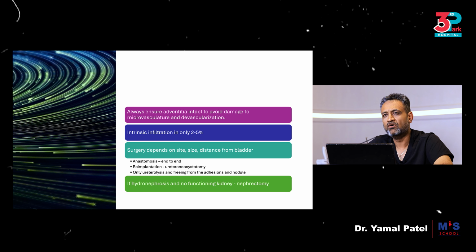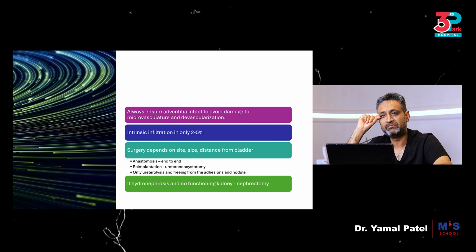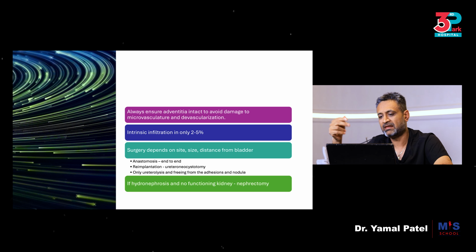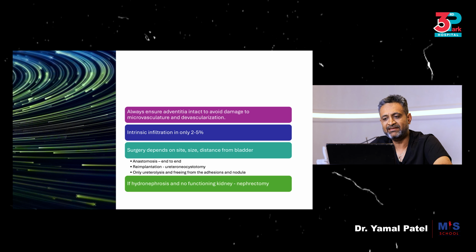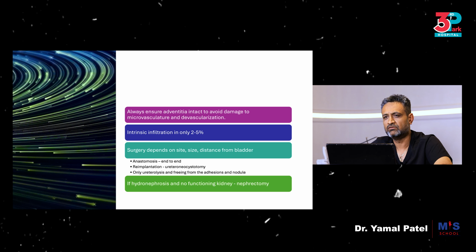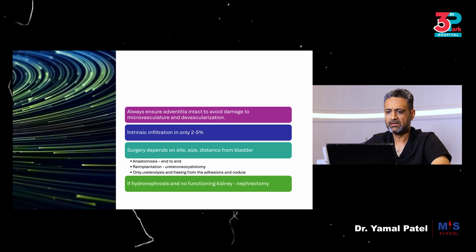There's also an option of reimplantation of the ureter. If it's very low and it's completely damaged, then you may have to cut and reimplant it by ureteroneocystotomy into the bladder. If you have hydronephrosis and a non-functioning kidney, sometimes you may need also a nephrectomy to be done alongside the surgery.